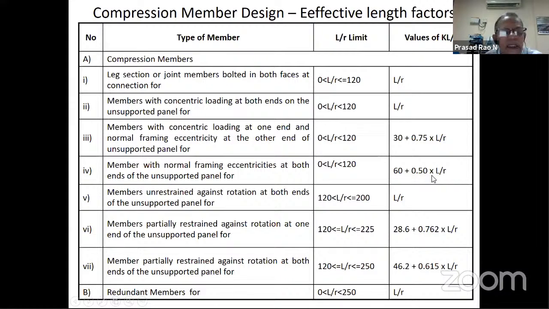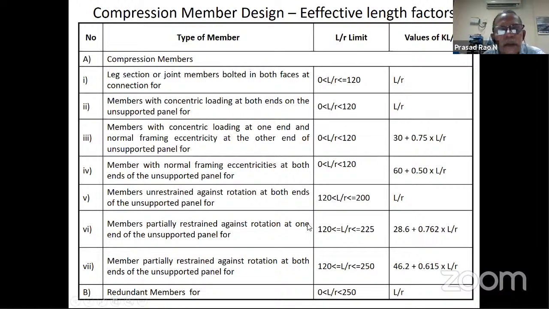Then a member partially restrained. Suppose up to 120, we are assuming it as an elastic limit. Beyond 120, it is elastic limit. Below that, it is inelastic limit. And this is decided by 0.5 Fi. Beyond 0.5 Fi, it is assumed as elastic members. Below 0.5 Fi, it is assumed as inelastic members.